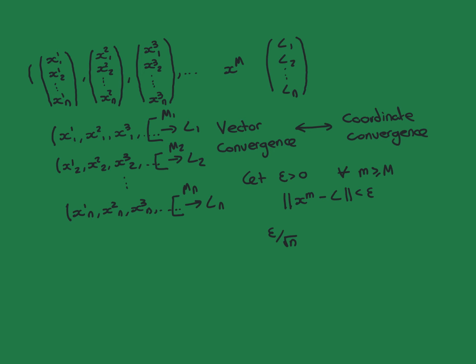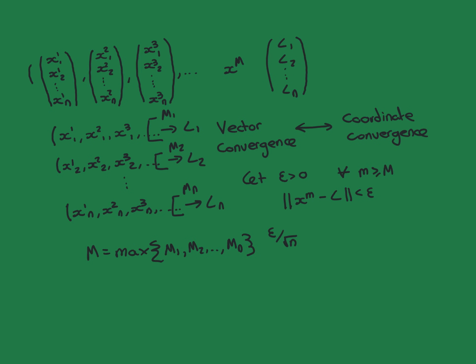So applying the definition then, there will be an M1, a big M1, such that it and all the terms beyond it are within epsilon over the square root of n distance of L1. Similarly, for this second sequence, there will be a big M2 such that at that term and for all terms beyond it, they are within this distance of L2. And I'll do this for all of the coordinate sequences down to my nth one. There'll be a big Mn such that at that term and for all terms beyond it, they are within epsilon over the square root of n distance of the limit Ln.